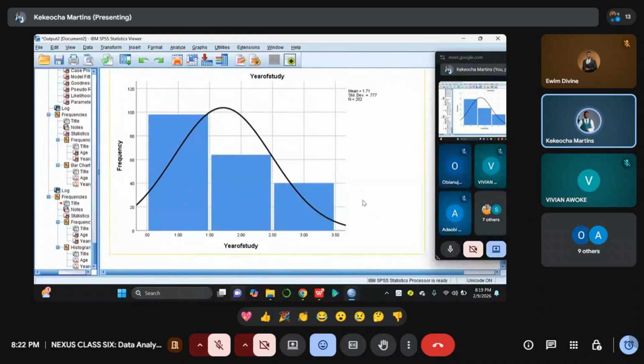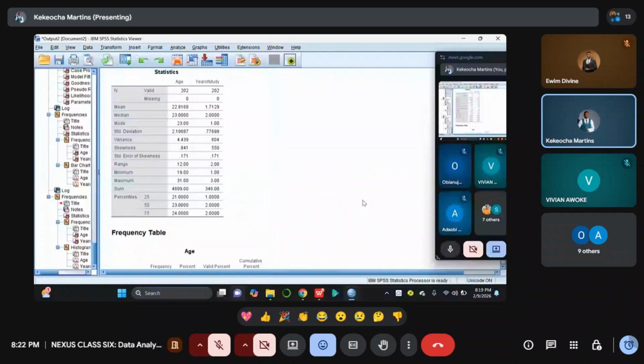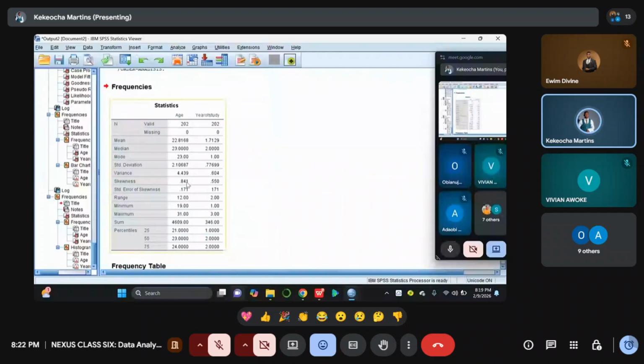Same thing with this one. You have much of the data towards the right hand side, and that is what this value tells us, 0.84, which is positive. Same thing with 0.55. So that's for descriptive statistics.